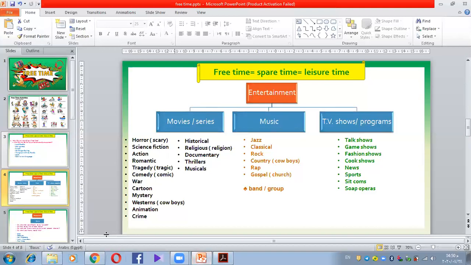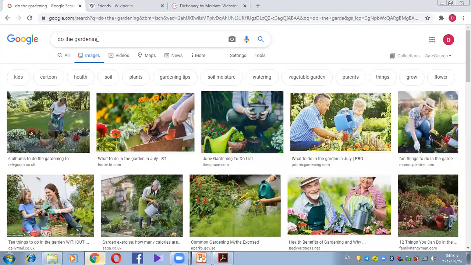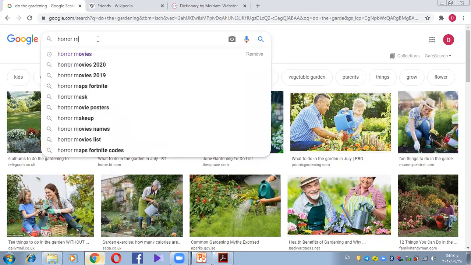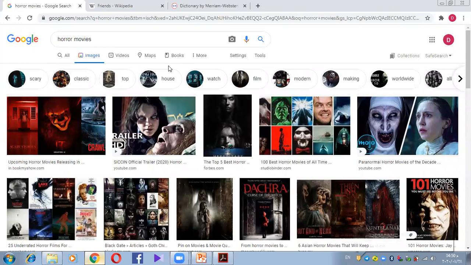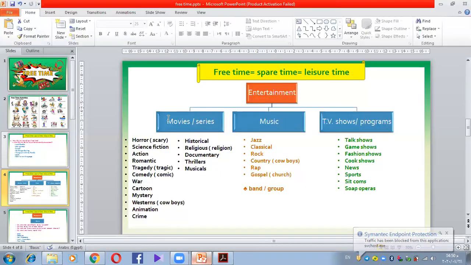So number one, horror. What is meant by horror? This is what is meant by horror movies. Horror movies, it means it's scary movies when you feel afraid while you are watching them. So it could be scary, you feel afraid when you watch them. Okay, so this is the first type.